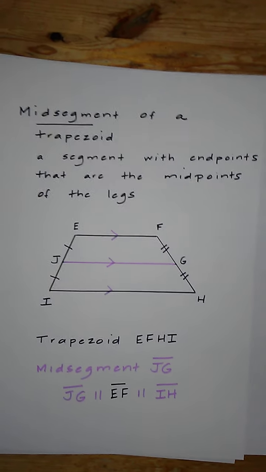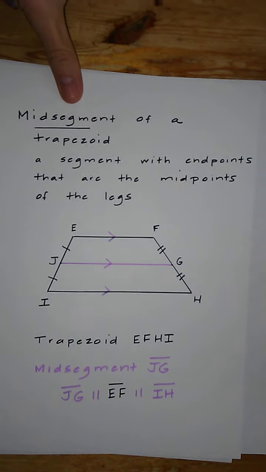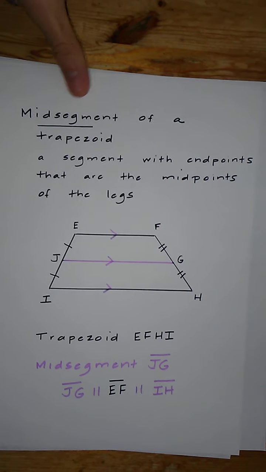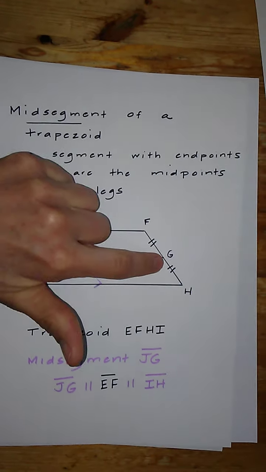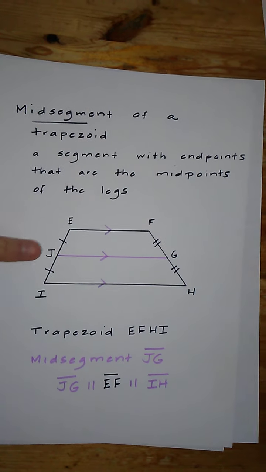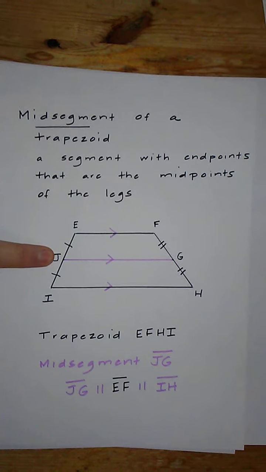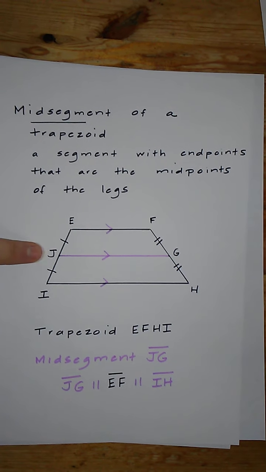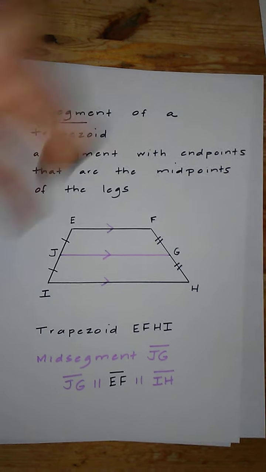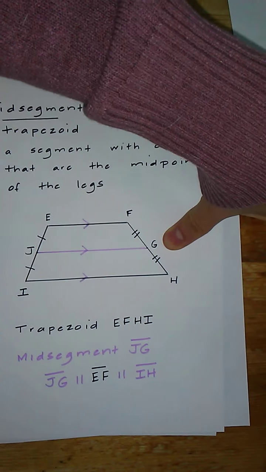This next page is the vocabulary word midsegment, and midsegment is made by two midpoints. So this purple segment in the middle is the midsegment. J is the midpoint of this leg. G is the midpoint of that leg.